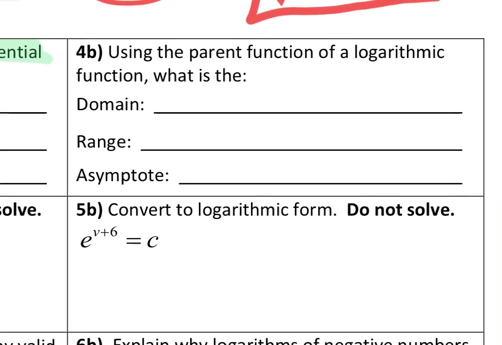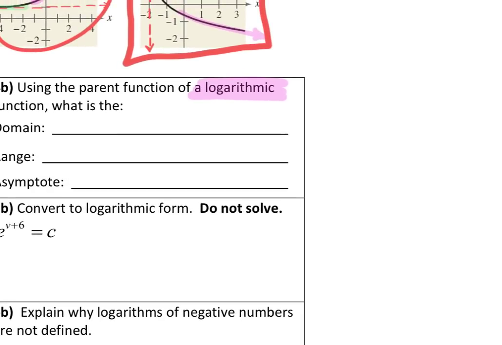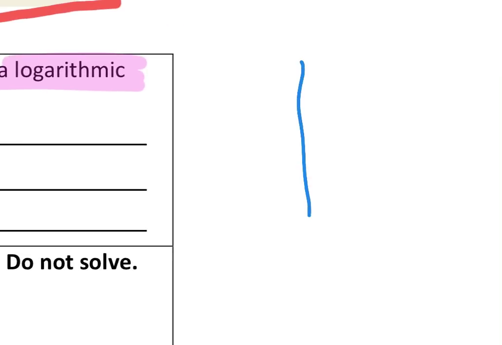This question is similar, and it asks about a logarithmic function. And so the parent function of the logarithmic function would look something like this.